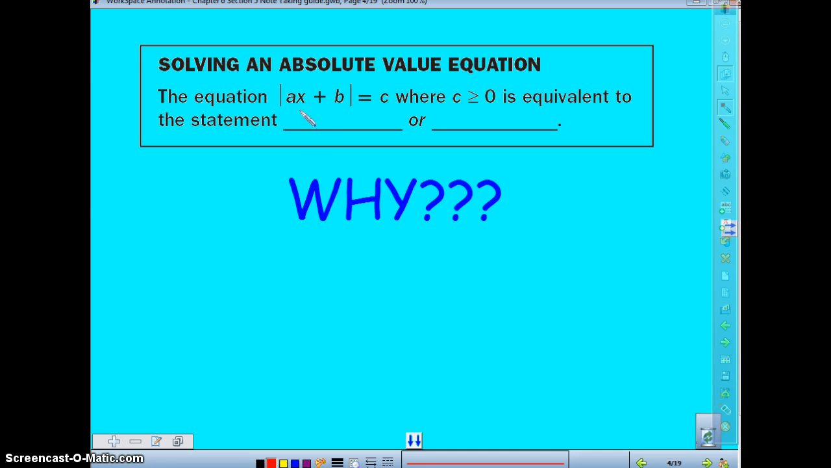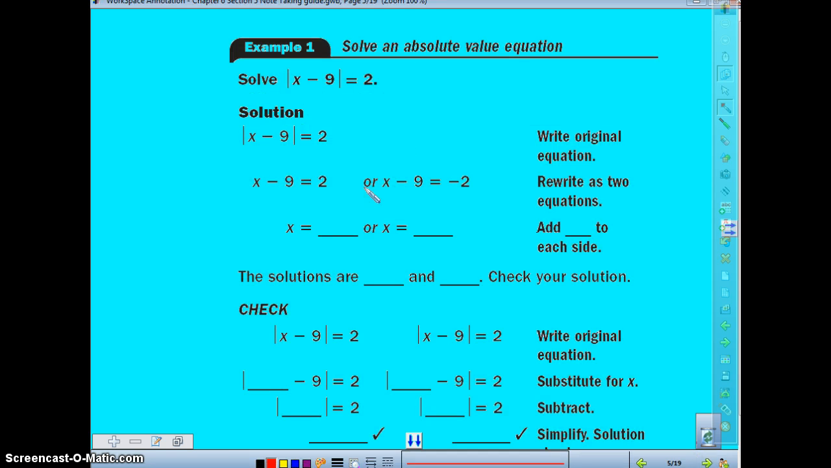The equation absolute value of ax plus b equals c, where c is greater than or equal to 0, is equivalent to this statement: ax plus b equals c, or ax plus b equals negative c. And remember why. We're talking about absolute values, so it's always going to come out of this positive.